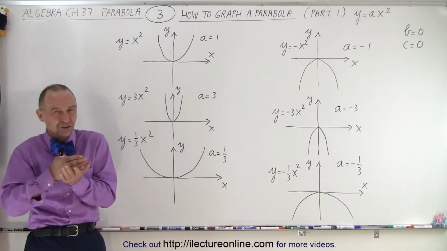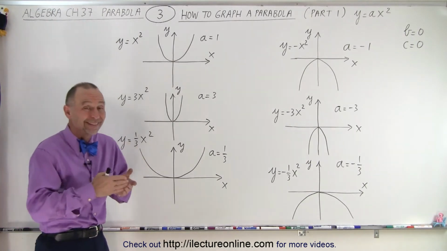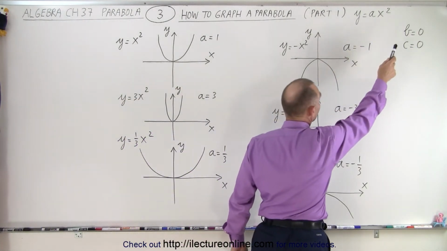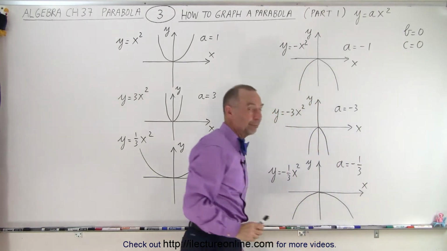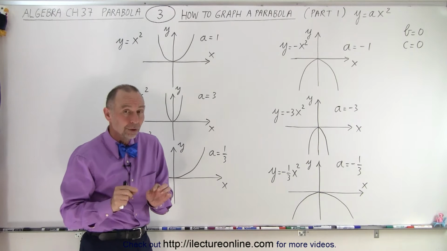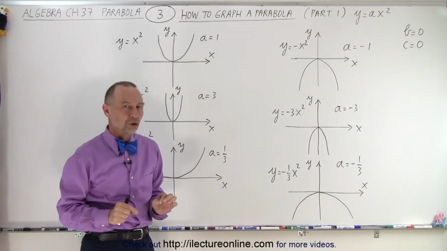We're going to show you several videos on how to graph quadratic equations, or how to graph the parabolas which represent those quadratic equations. And we're going to do it very systematically, first starting with the simplest form, y equals ax squared, therefore b and c are equal to 0. And we already know that when b and c are both equal to 0, the vertex will be at the origin.